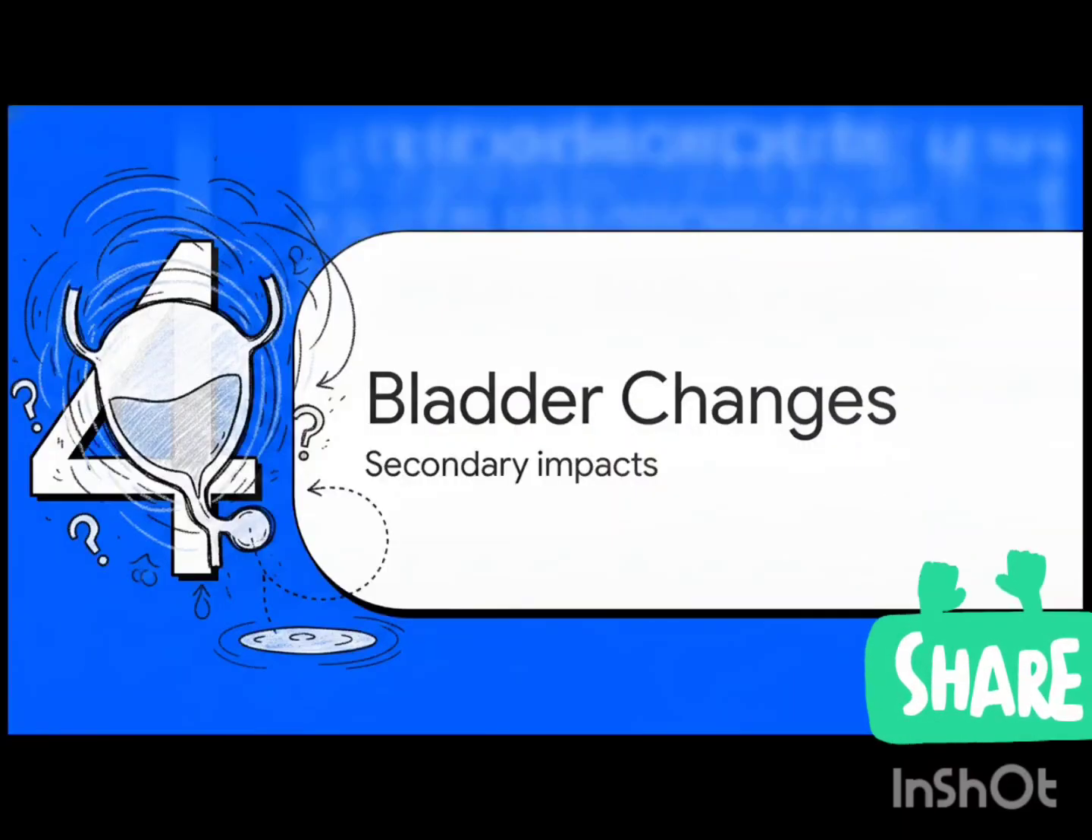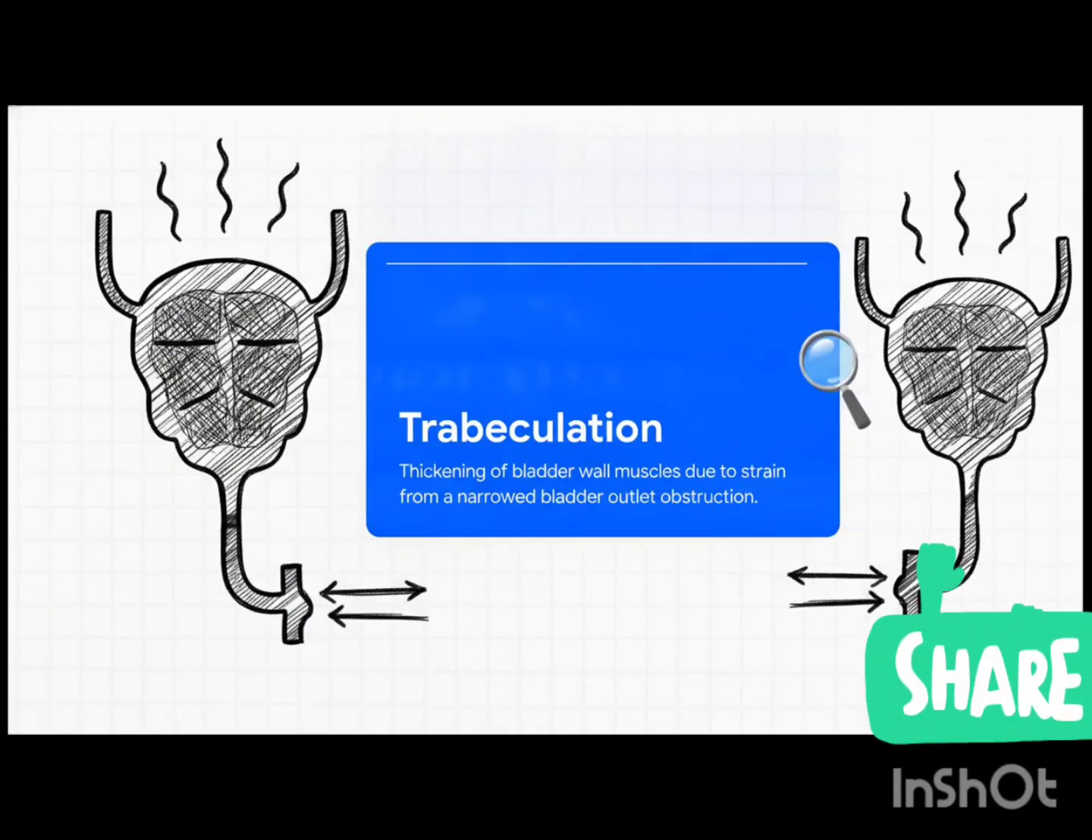To answer that, we're moving to Part 4 of our diagnostic journey, bladder changes and residual urine. Because the enlarged prostate is physically narrowing the bladder outlet, the urinary bladder suddenly has to work significantly harder just to empty itself. And this secondary, structural change is highly visible in the sonogram as a thickening of the bladder wall, a condition known as trabeculation.